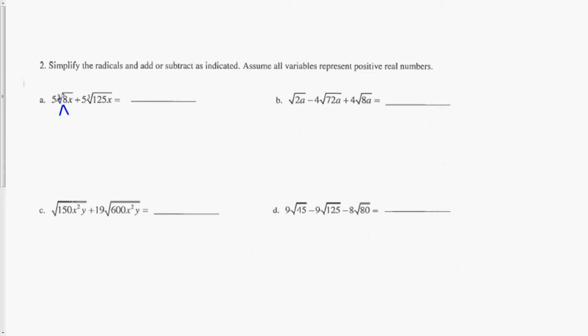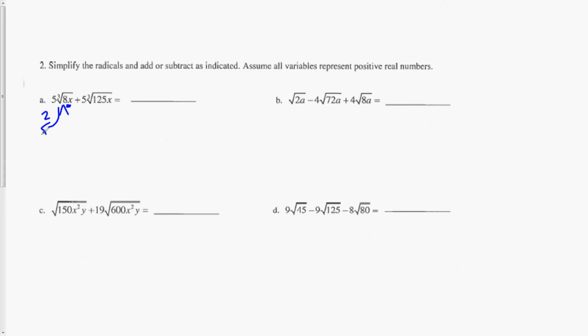So I'm looking at cube root of 8. Well, the cube root of 8, 8's a perfect cube. It's going to come out as a 2. So I'm not going to have any number left over, and then I'm going to have this x left underneath, okay, because it doesn't come out because it's an x to the 1.